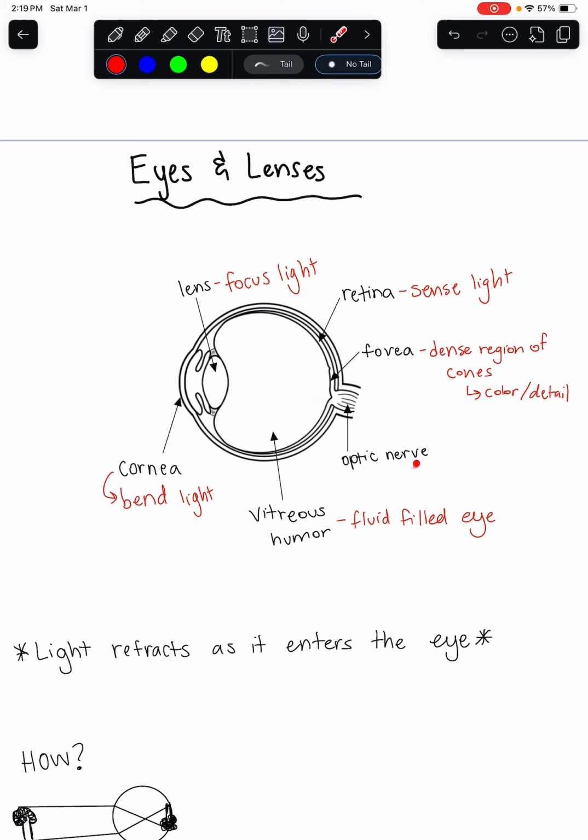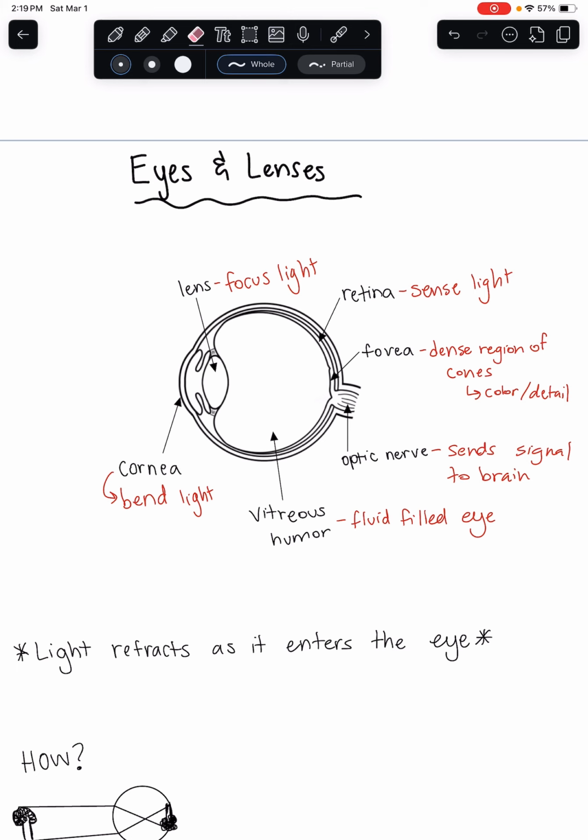And then finally we have the optic nerve. And the optic nerve is what actually sends the signal to our brain. So when we see something, it tells our brain what we're seeing. So we'll put that in here. All right, so that's just the basic vocabulary of the eye.